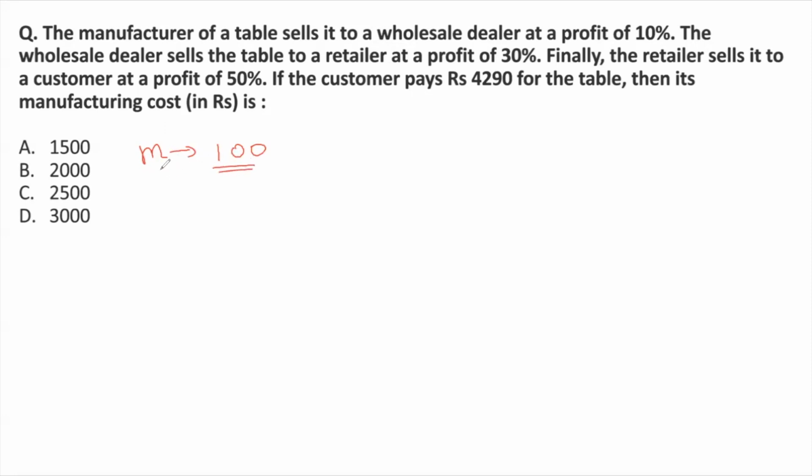He sold it to the wholesale dealer at a profit of 10%. 10% means the price increased by one tenth. One tenth of 100 is 10 rupees. So for the wholesaler, the cost is 110 rupees.